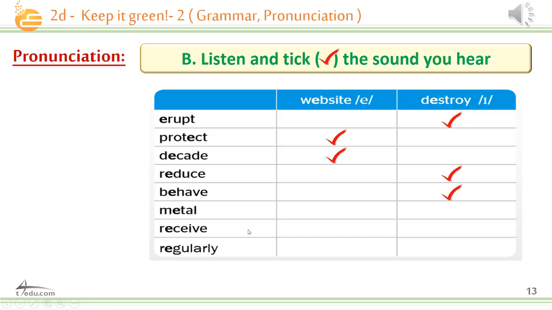Metal. Very good. It's like website. Receive. Very good. It's like destroy. And regularly. Excellent. It's like website. Very good. Excellent. Very good.